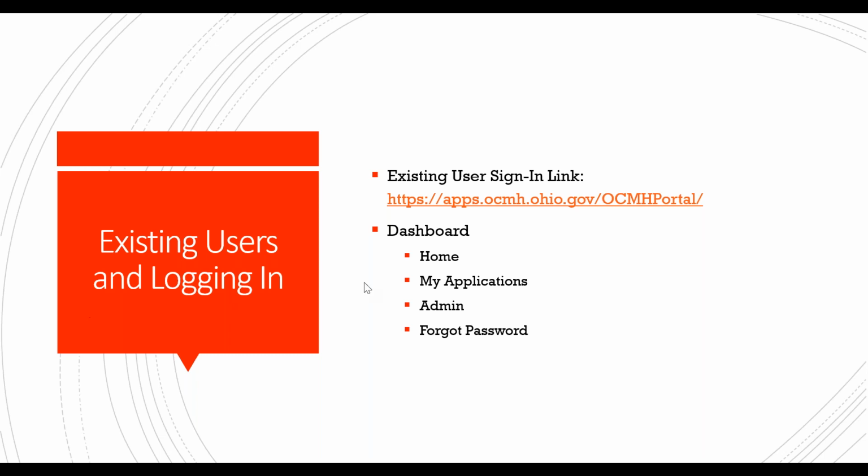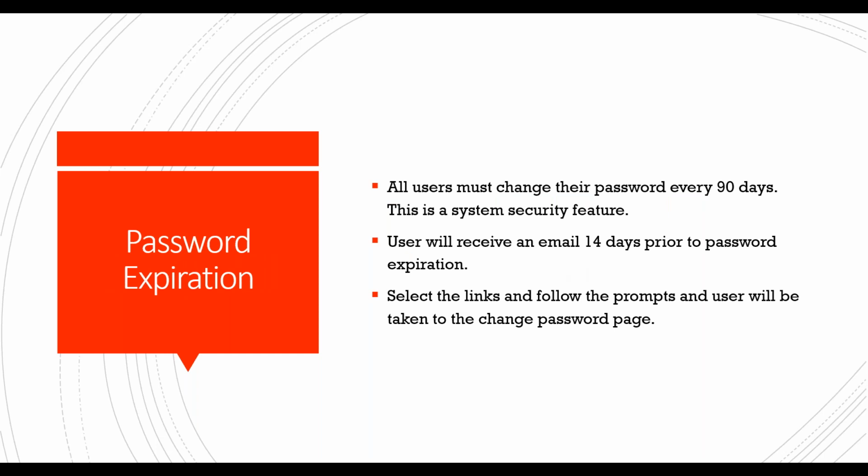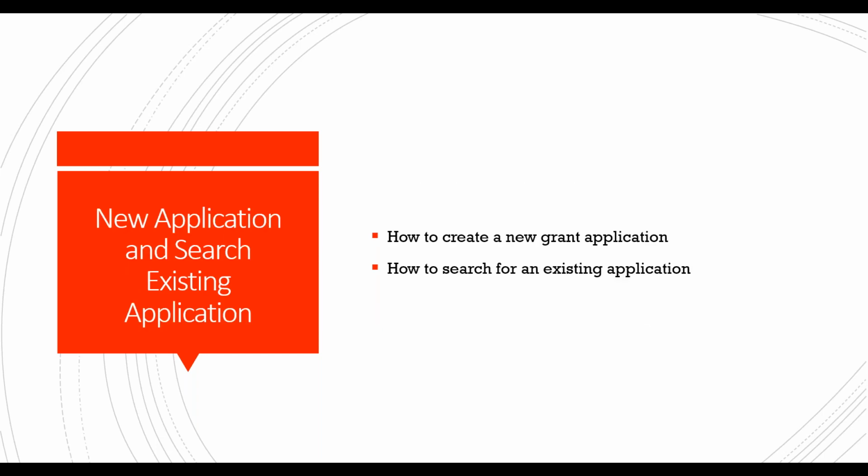If you're an existing user, after you have received all of your login information and your passwords, you will go to this website to sign in. This website can also be found on the Commission's website as well. All users must change their password every 90 days. This is a system security feature. You will receive an email 14 days prior to the password expiration. Select the links and follow the prompts, and the user will be taken to the change password page.